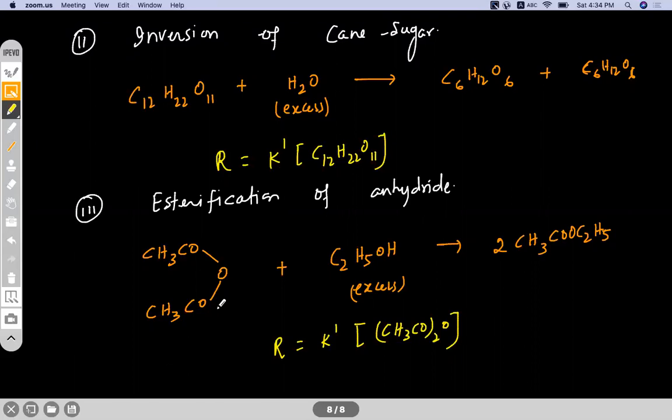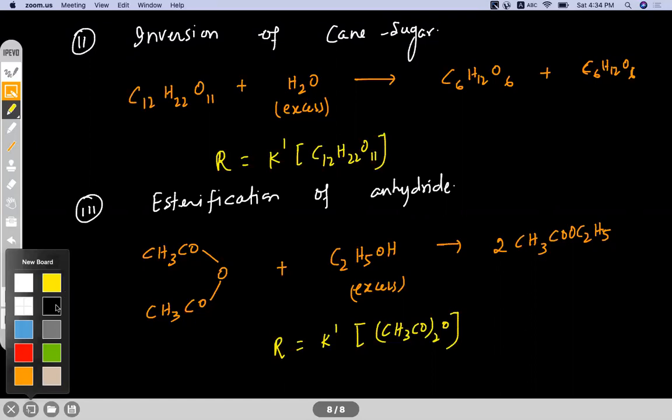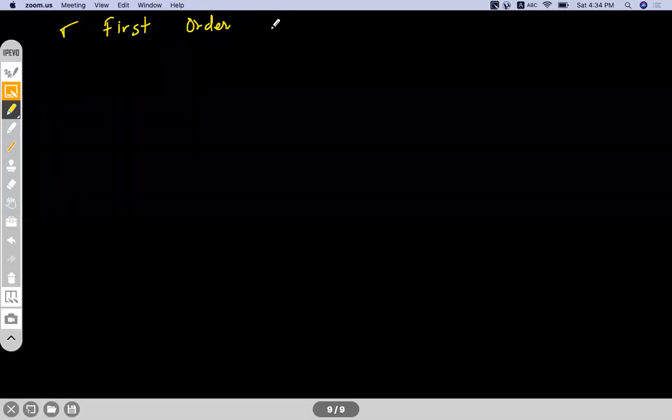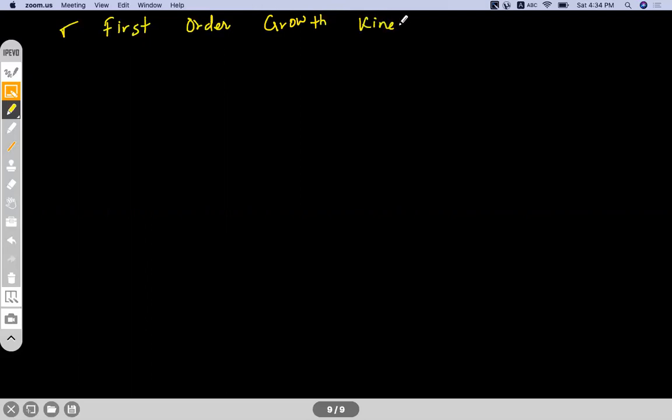Okay, so next, write down the first order growth kinetics. It's very simple. We'll have the general expression of first order only, but only one change is there. Since we have population growth, as time goes the population increases, so the value will increase. We are talking about the growth of bacteria here.